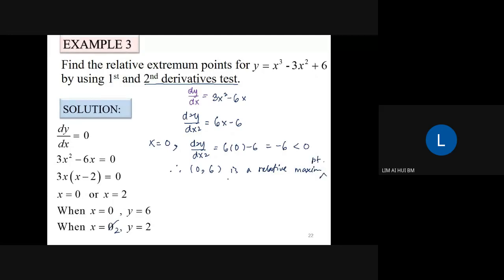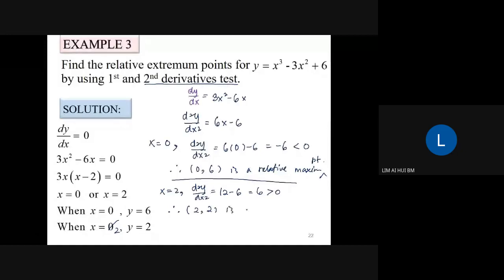Second, ada titik yang kedua, when x equals to 2, your d2y/dx2, ganti x equals to 2 tu masuk dalam d2y/dx2, you dapat apa? Dapat 12 tolak 6. 12 tolak 6 dapat 6, which is a positive. Kalau d2y/dx2 having the value of positive, then what is your conclusion? (2, -2) is a relative minimum point.